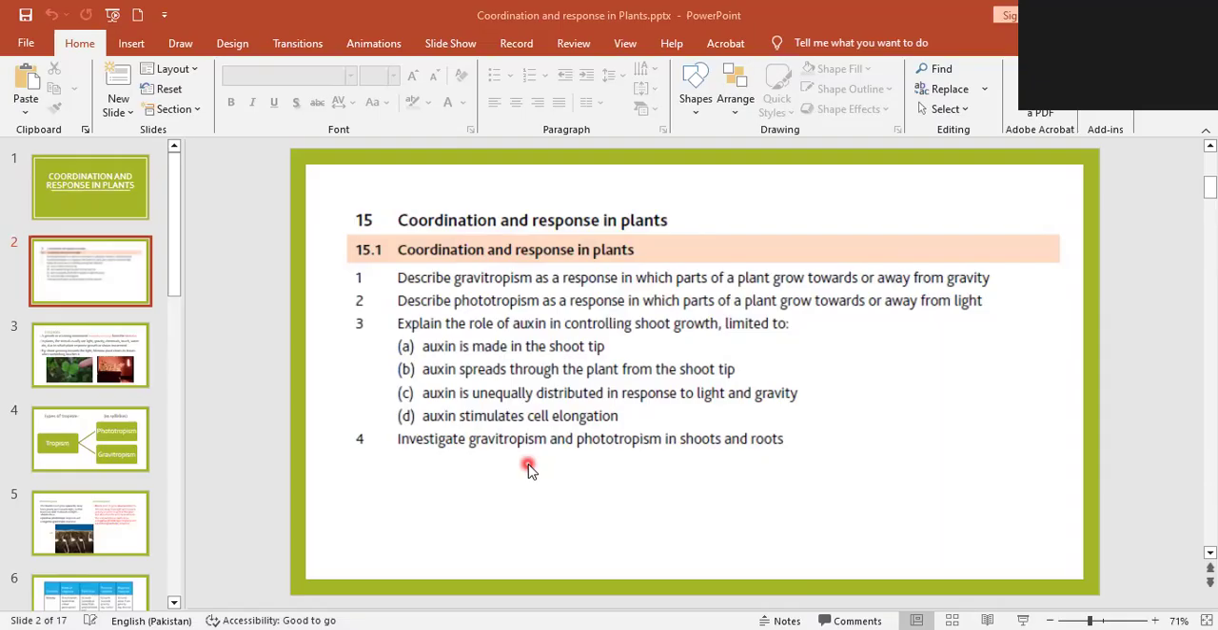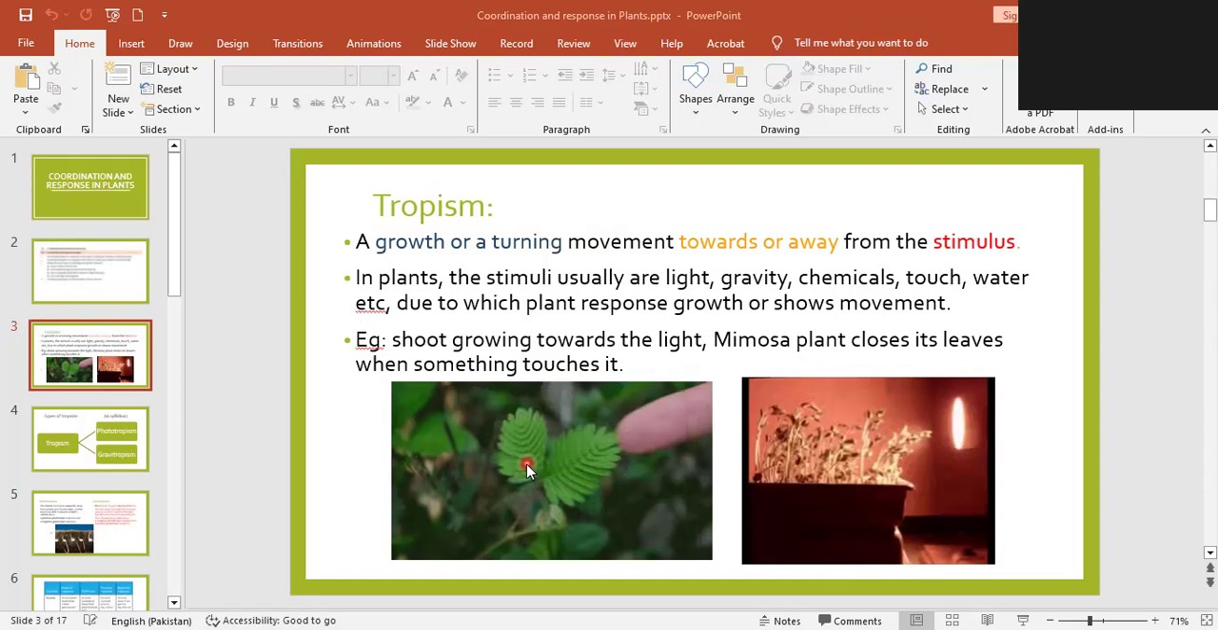So let's discuss our point number one. That was tropism. Now, what is tropism? A growth or a turning movement towards or away from the stimulus.